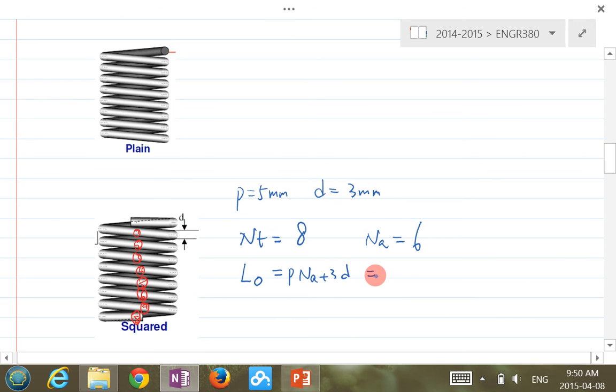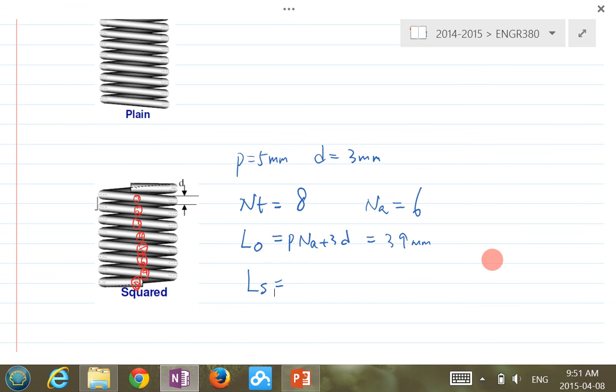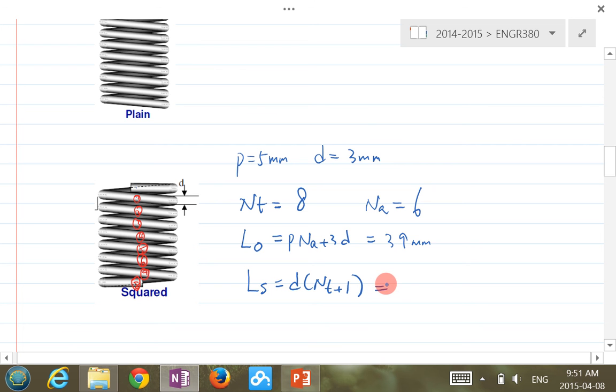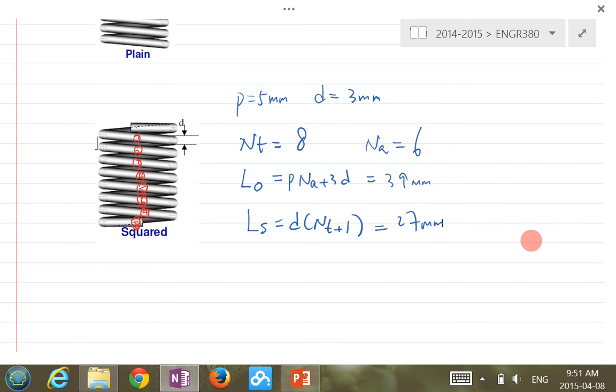Okay, so you have P, you have a D, you have an NA now. So you plug in the number, you get 39 millimeter. LS is the solid length, and that's D NT plus 1, and now you get 27 millimeter. Okay, so this is the idea, basically, that you will very probably have to deal with.